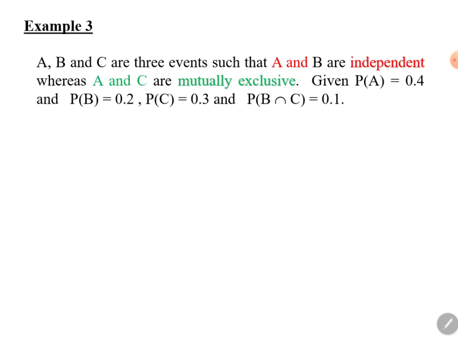Example 3. A, B and C are three events such that A and B are independent, whereas A and C are mutually exclusive.